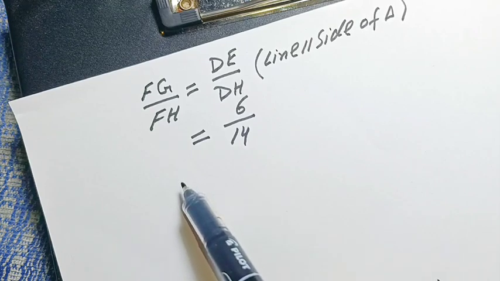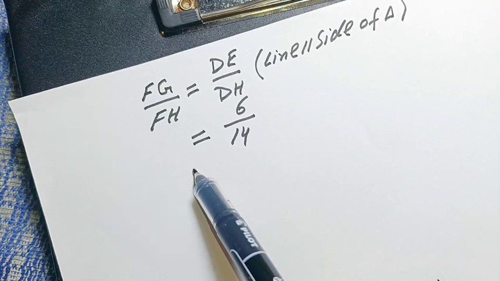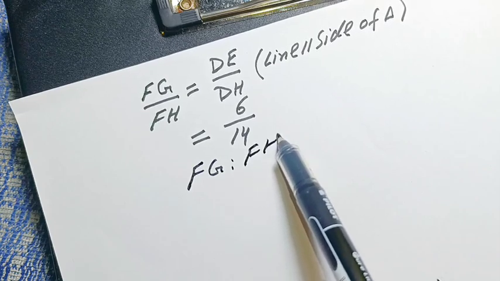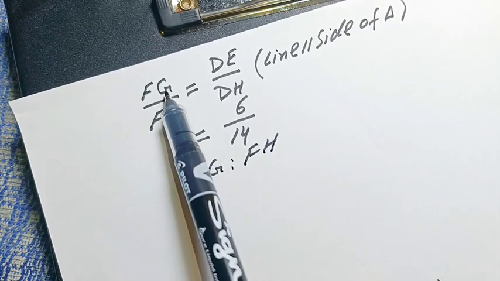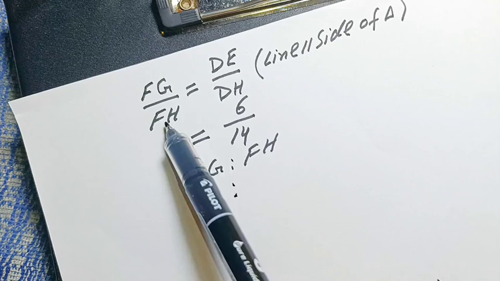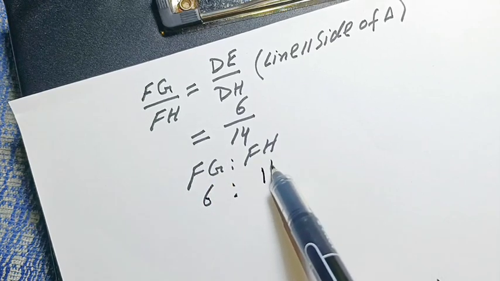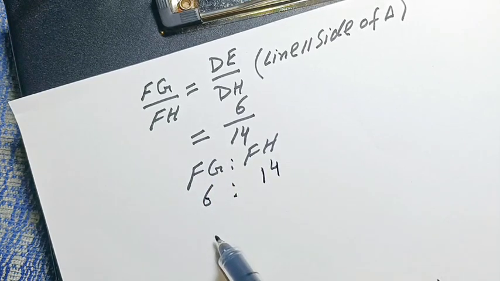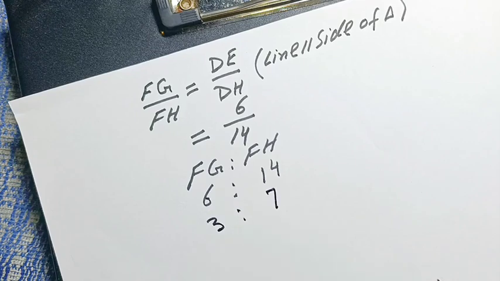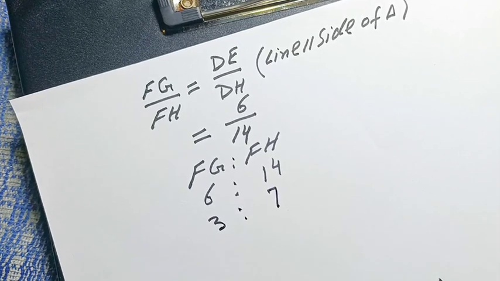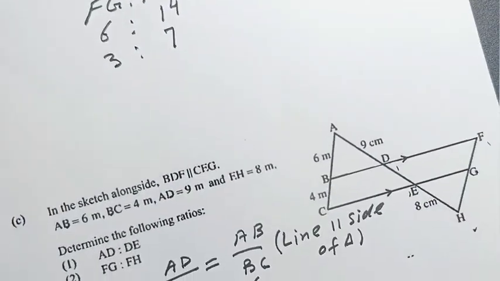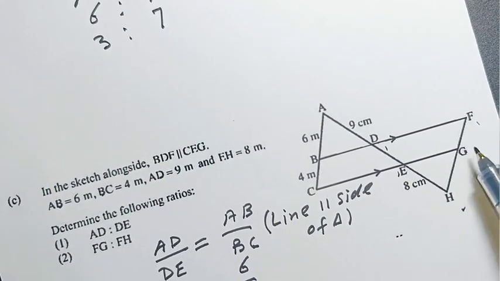Now, so there we find FG and FH. We need to write in ratio form. FG ratio FH. So if you need to write the ratio, you must remember this top FG, so this is 6 ratio. The bottom FH, that's going to be the right hand side, 14. So both you can divide by 2, so it's going to be 3. I can simplify, this is going to be 7. 3 ratio 7. 3 ratio 7. This is my final answer. And you must remember, we found FG and FH.